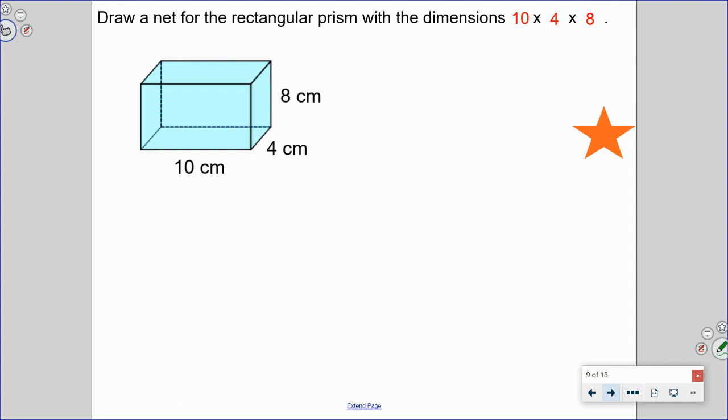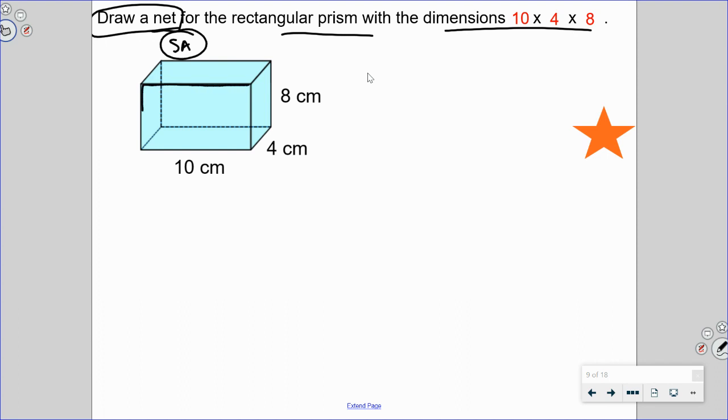So we have a rectangle whose dimensions are 10 by 4 by 8. And you might think, oh, okay, jump in. No, wait a second. We don't want volume here. I want us to draw a net of the rectangular prism whose dimensions are 10 by 4 by 8. And then we're going to use that net to actually find the surface area of such.